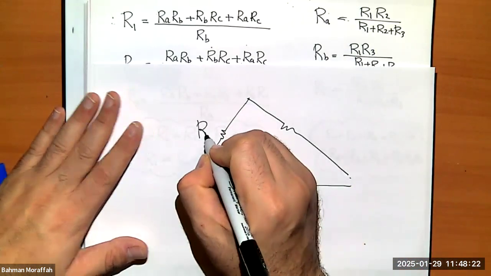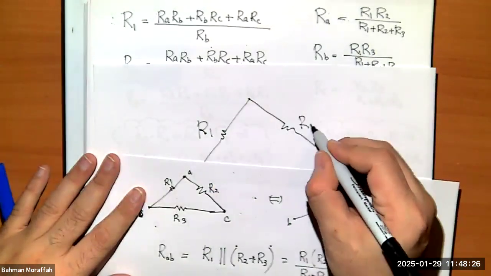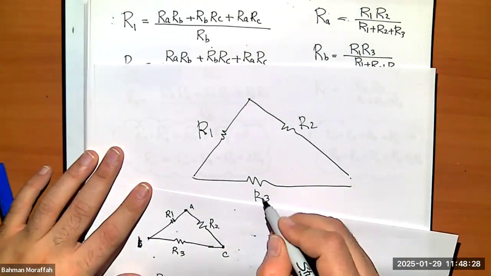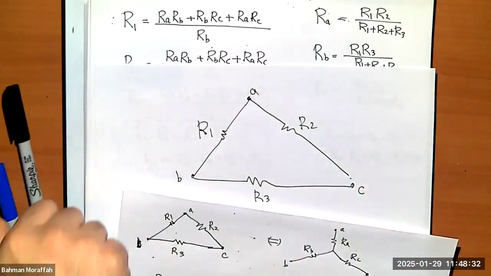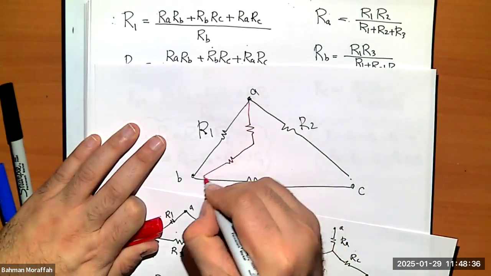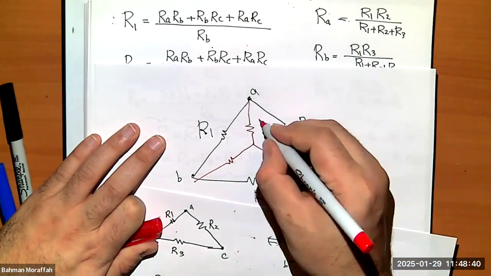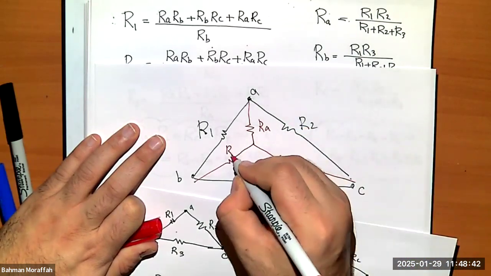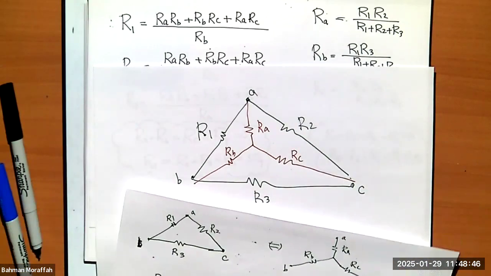I have, what was my notation here? R1, R2, R3. This was A, B, C. I replace this by a circuit that looks like this. We call this RA, RB, and RC. Right?